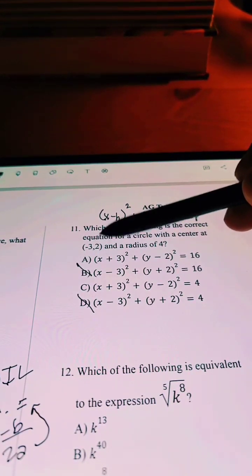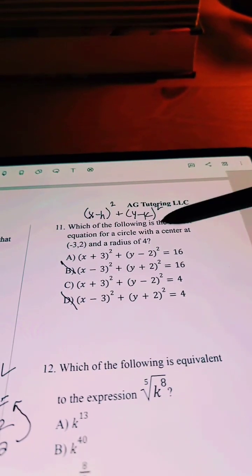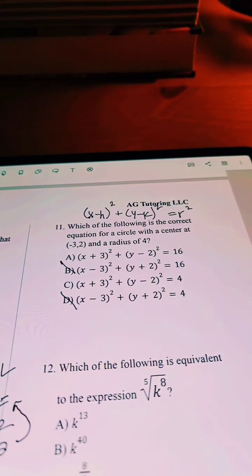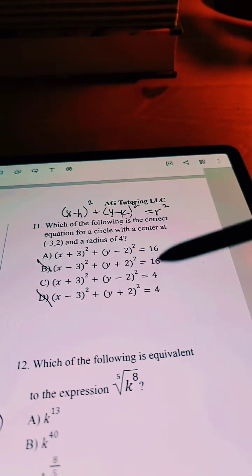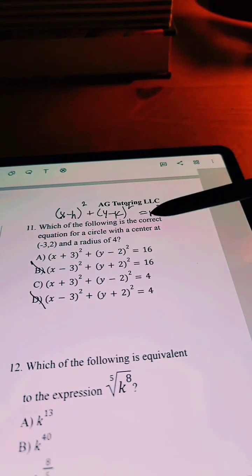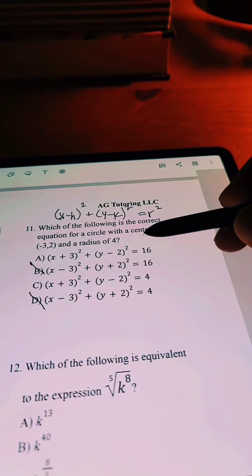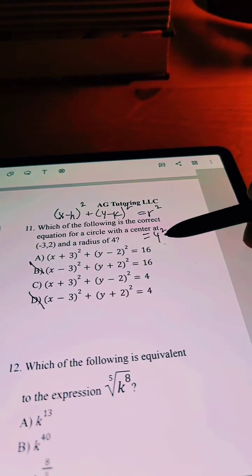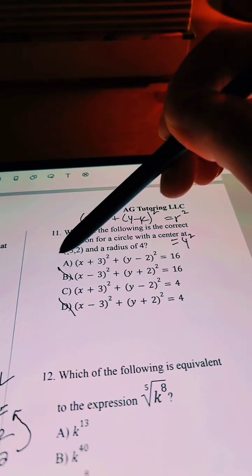So I need to think, what's the opposite of 2? The opposite of 2 is -2. So I need to look for something with -2. Well, they both have that. So now I'm just going to determine, okay, which of these is correct, the 16 or the 4. Remember, it all has to be equal to the radius squared. So if the radius of the circle is 4, it has to be equal to 4 squared, the radius squared. So obviously it's going to be 16 because 4 squared is 16. So it's A.